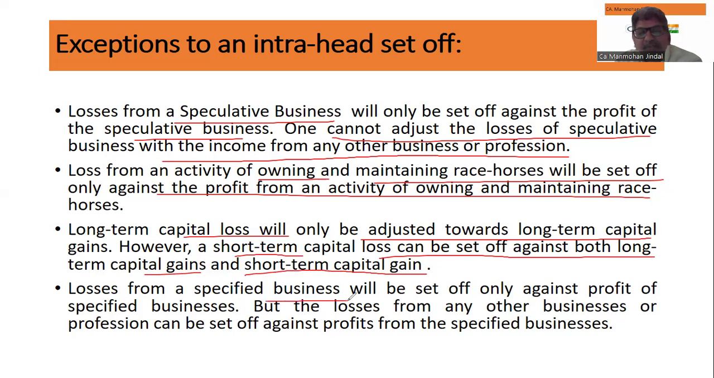Losses from specified business will be set off only against the profit of specified businesses, but losses from any other business or profession can be set off against the profits from that specified business. Means some specified business is there, so they are separate and losses of the specified business can be adjusted only against the profits of the specified business.